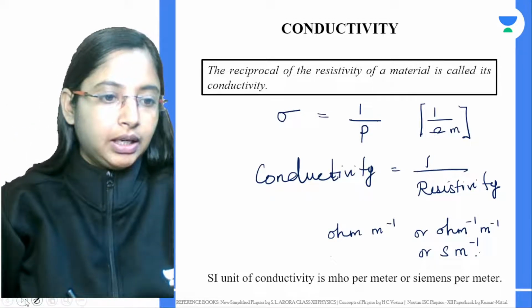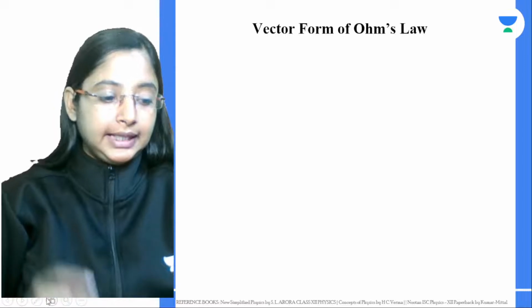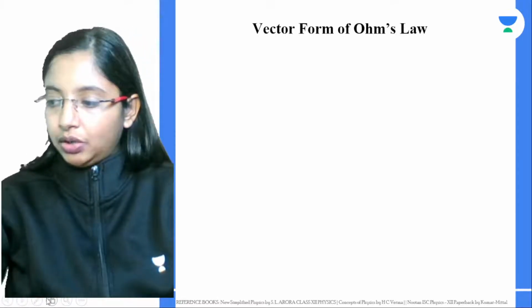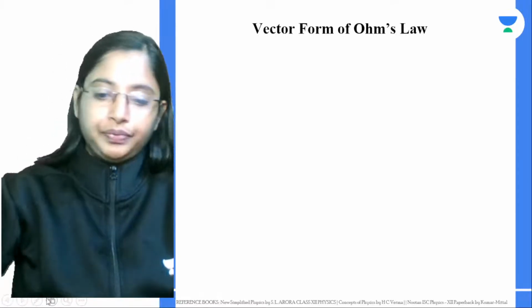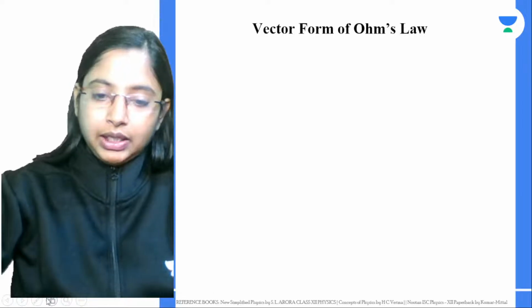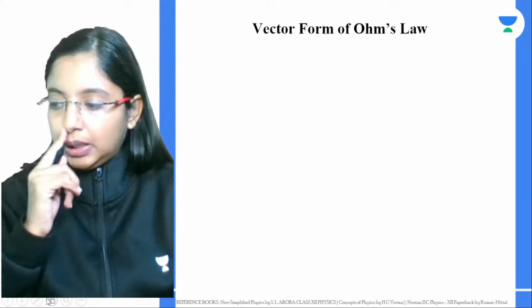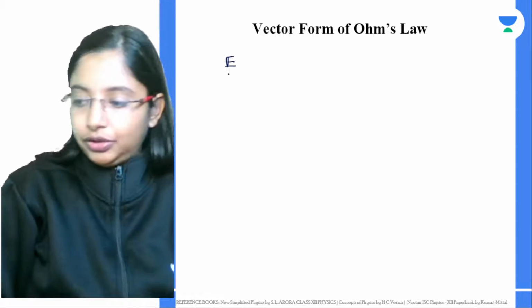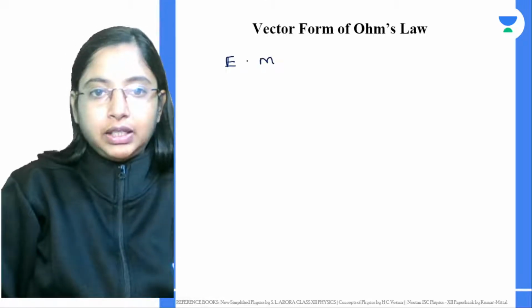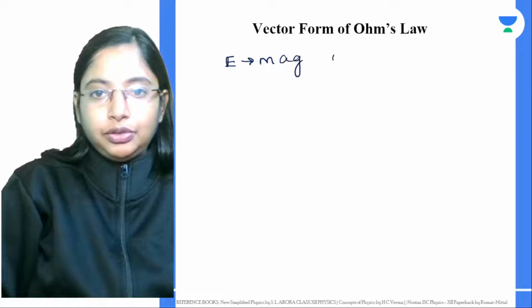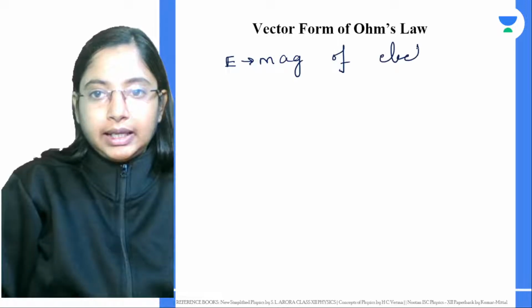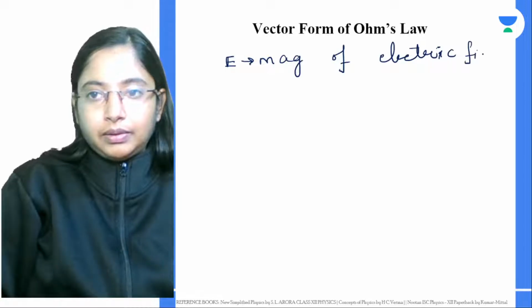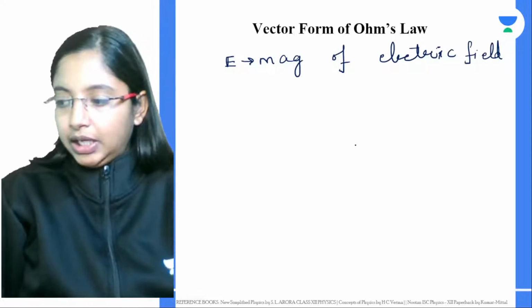Next, let's see what the vector form of Ohm's law is. Here, let E be the magnitude of the electric field.